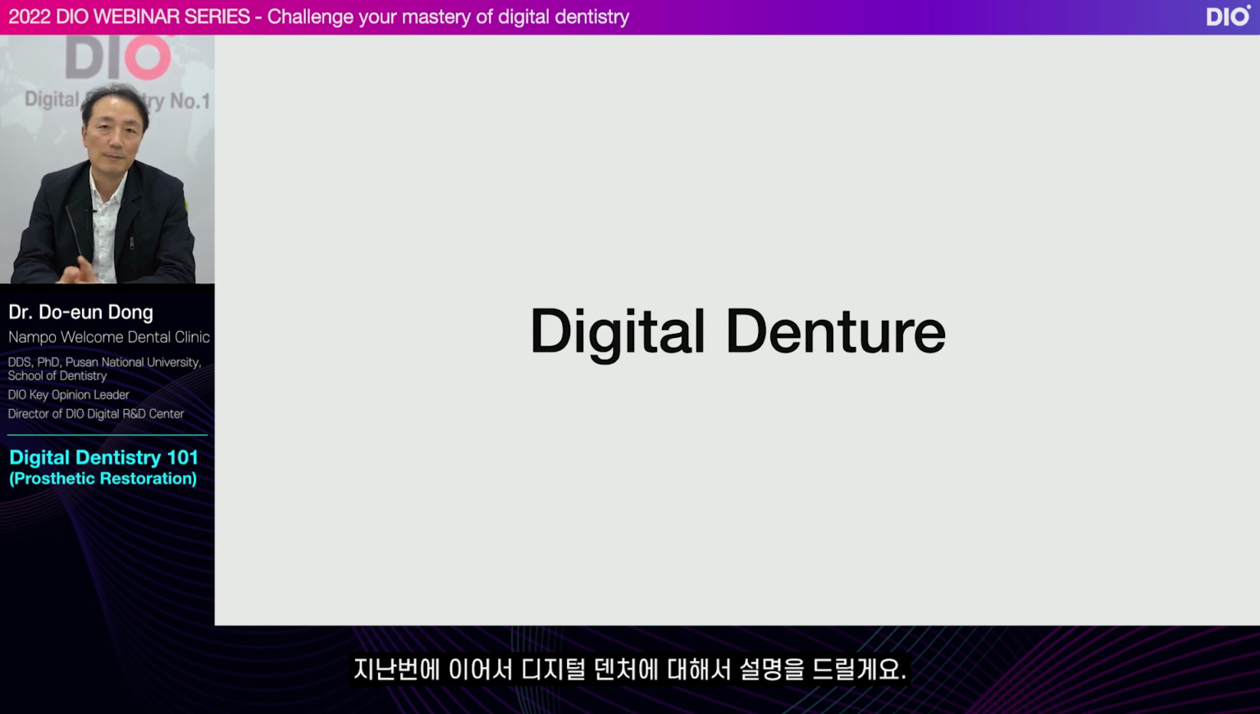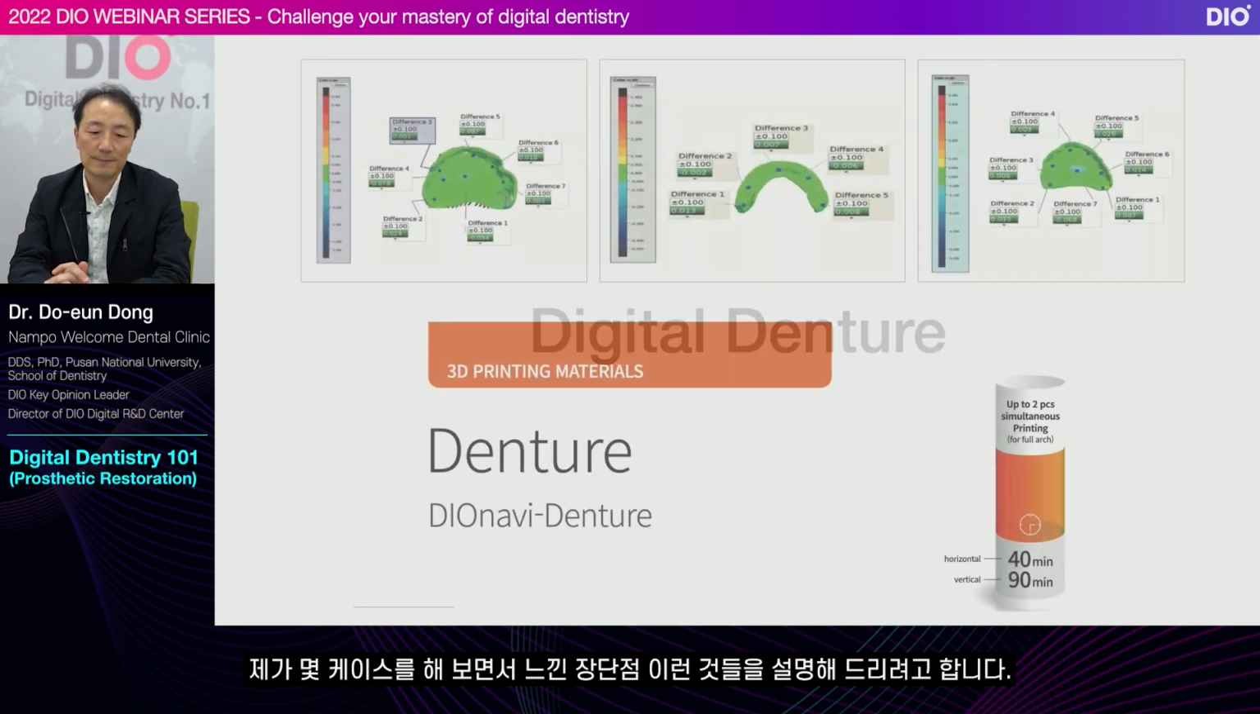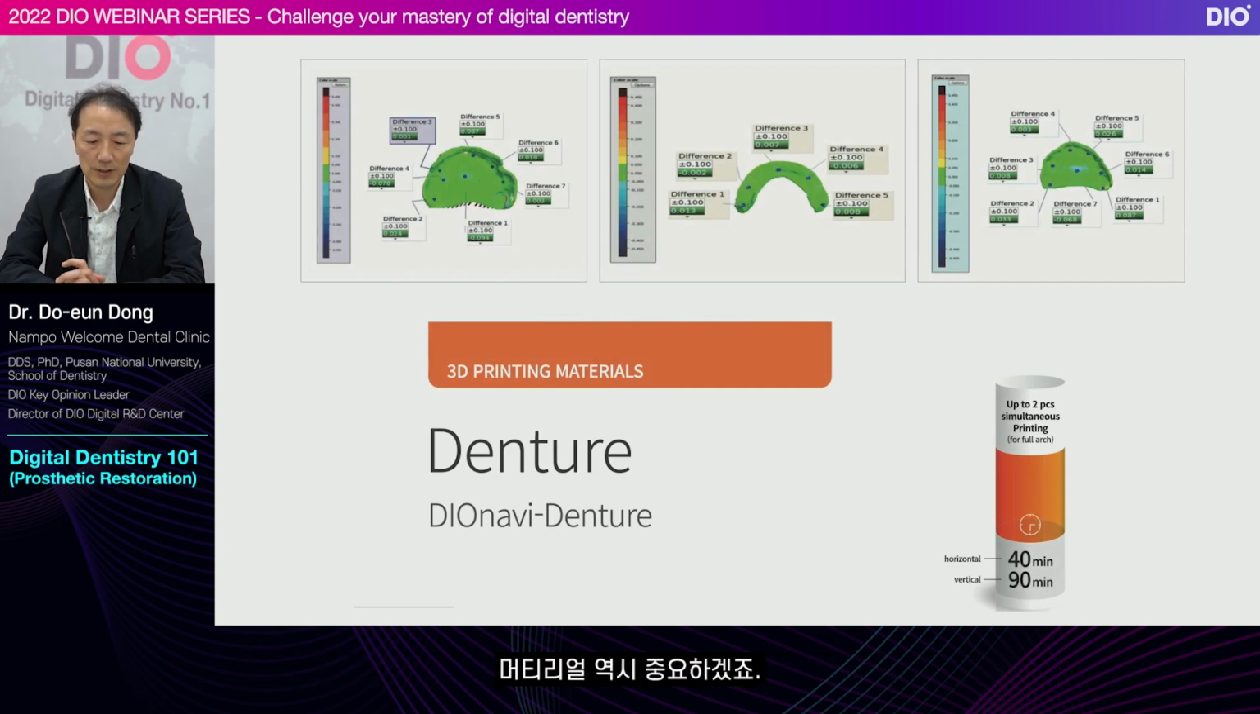Continuing from last time, I'll talk about digital dentures. I'll use a couple of cases as examples to explain the advantages and disadvantages I experienced. Material is also important. The picture above shows the trueness. It shows how accurate it is to the real thing.